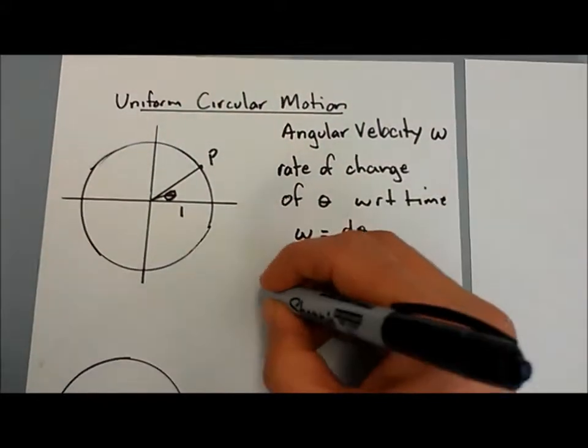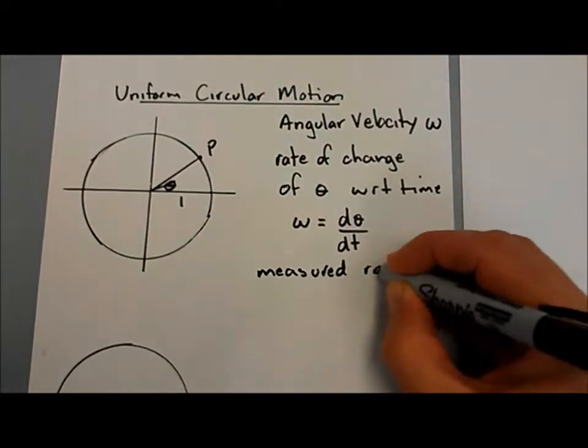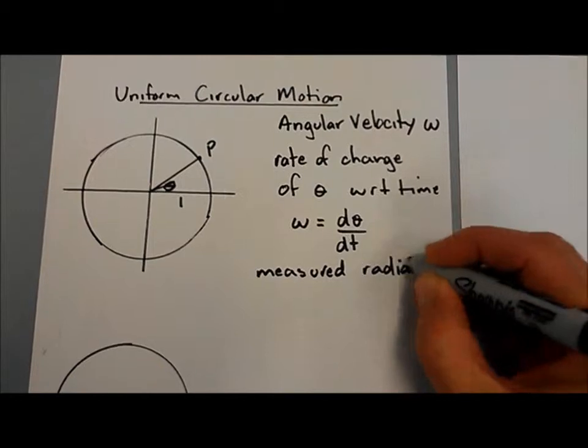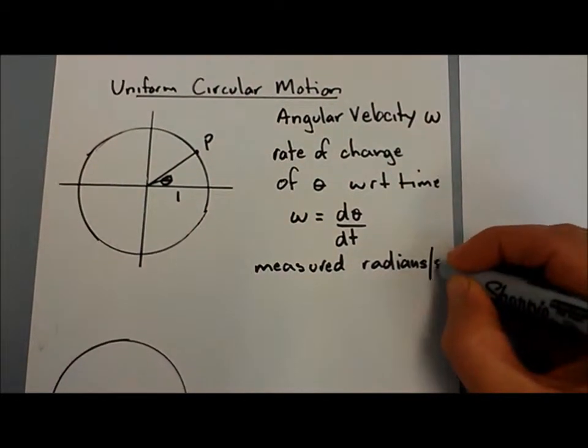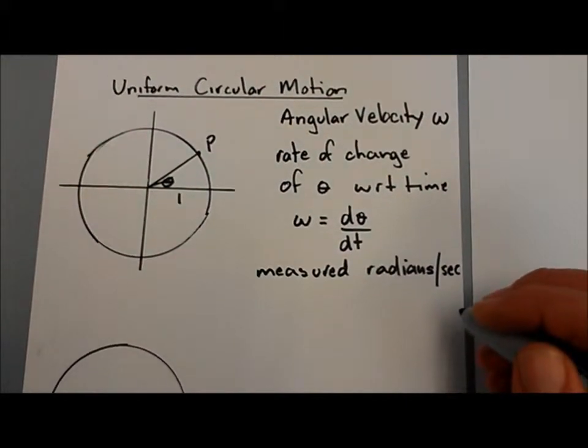And that is always measured in radians per second. So we're saying how many radians are being subtended at the centre every second. So that's the angular velocity.